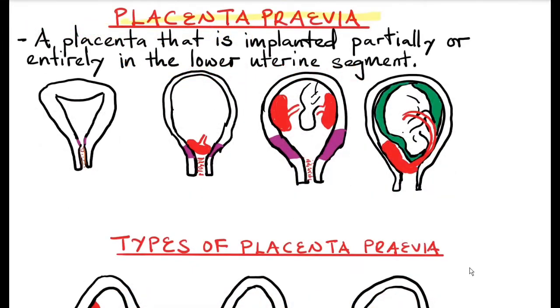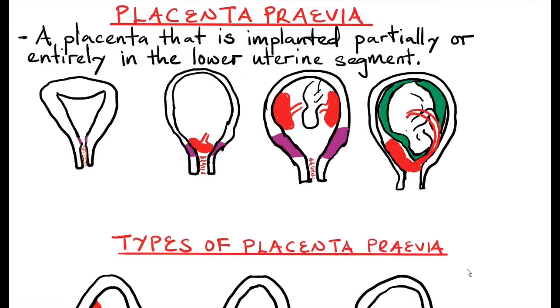Placenta previa. Placenta previa is one of the causes of antepartum hemorrhage. It is a placenta that is implanted partially or entirely in the lower uterine segment. The key to understanding placenta previa is understanding the lower uterine segment.